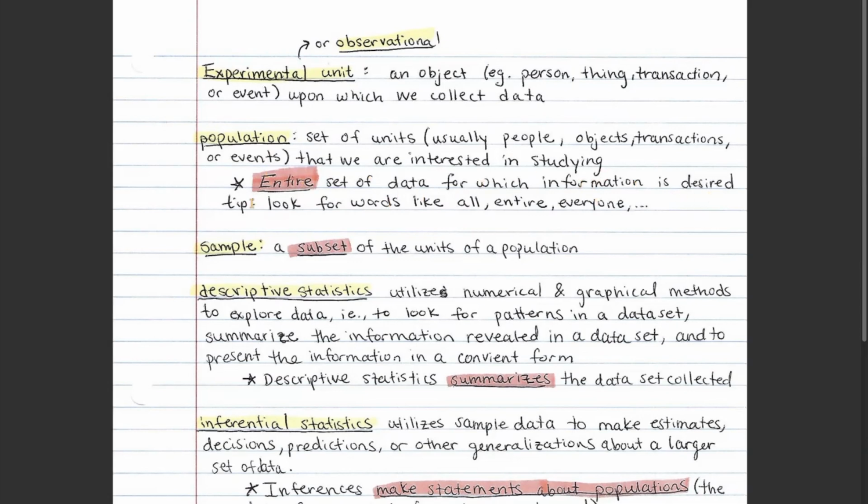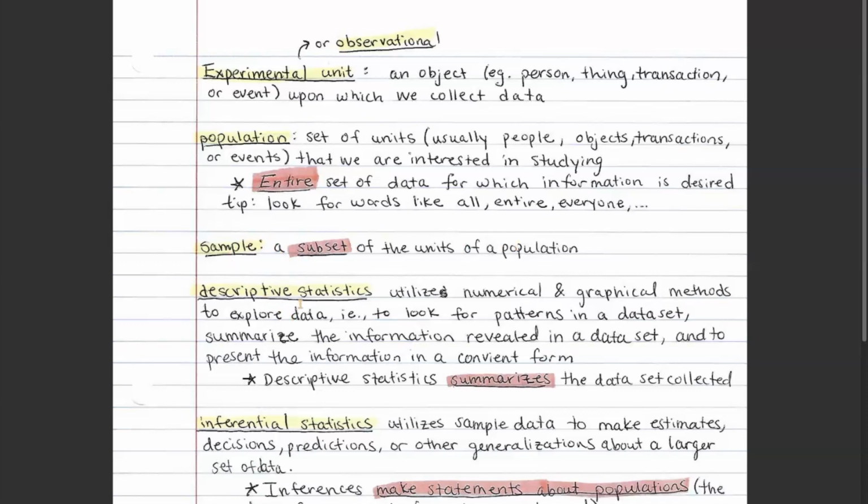A tip for this is to look for keywords like all, entire, or everyone, and we'll see some examples later on in this video. And then a sample is a subset of the units of a population. So it's not the entire population, it's a subset. So that is a sample.